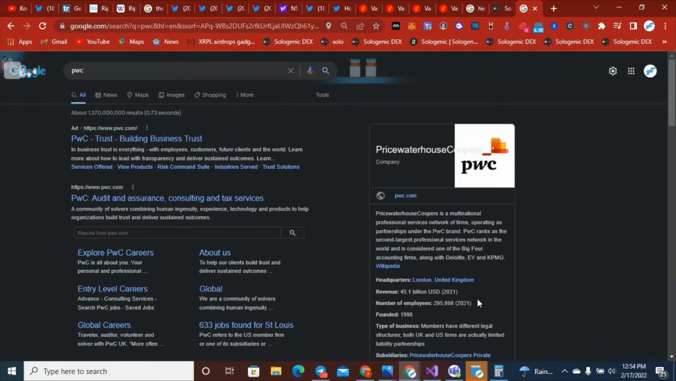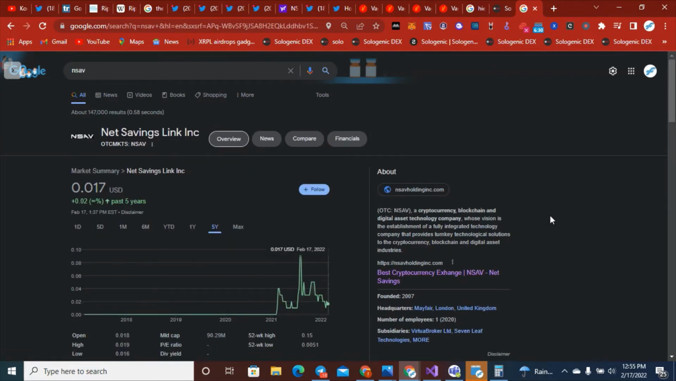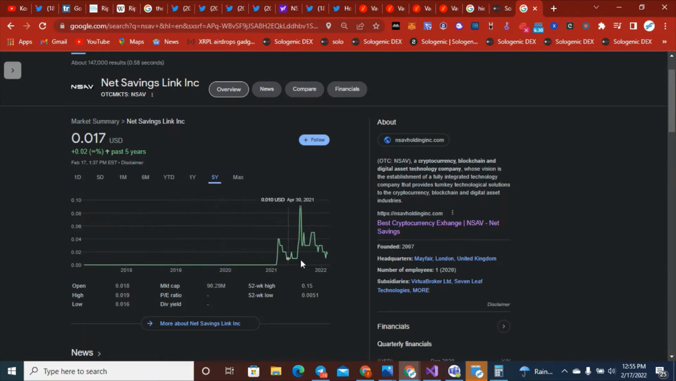These are some really big companies connected with Vagabond that have a lot of liquidity in their markets. They're able to bring a lot of money to Vagabond for further development. So this is really, really good. So let's take a look over at NSAV, what Net Savings Link Incorporated is. So you see we have the business right here. This is their stock price, which I actually think is a decent time to buy this stock.